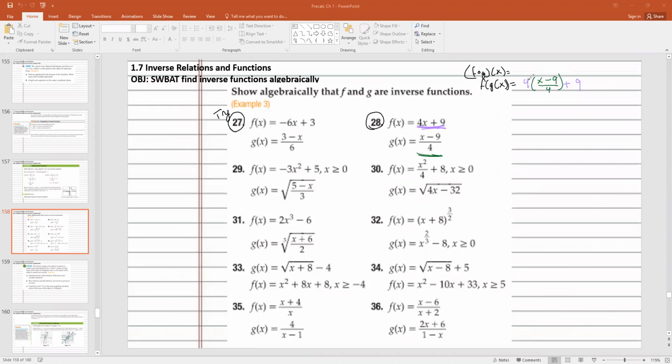So here, when we multiply this, notice that we have a 4 on the top and a 4 on the bottom. So because of that, they cancel out. And we get x minus 9 plus 9. And negative 9 plus 9 is going to give us 0. So we end up with x. Yay. All right, now let's do g of f of x.